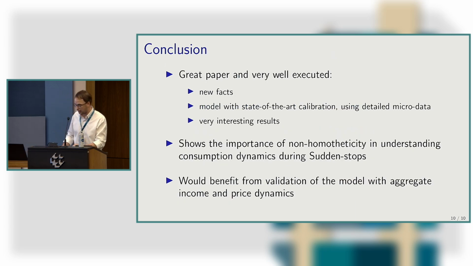So to conclude, this is a great paper, very well executed. It presents new facts, it has a model using state-of-the-art calibration, and it shows very interesting results. To me, the main takeaway is that it shows the importance of non-homotheticity in understanding consumption dynamics during sudden stops. And I think you would benefit from validation of the model with aggregate income and price dynamics in Mexico. Thank you.